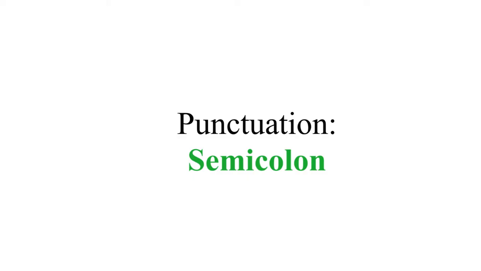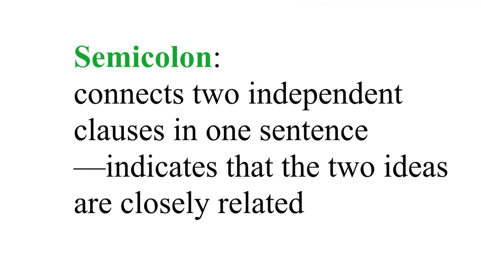Next, we have the semicolon. The semicolon looks like this. So whereas the colon had 2 dots, the semicolon has a dot and a comma at the bottom. And whereas the full colon carried anticipation with it, the semicolon is completely neutral. It doesn't have any emotion attached to it whatsoever. It is completely functional. So a semicolon connects 2 independent clauses in one sentence. It indicates that the 2 ideas are closely related.